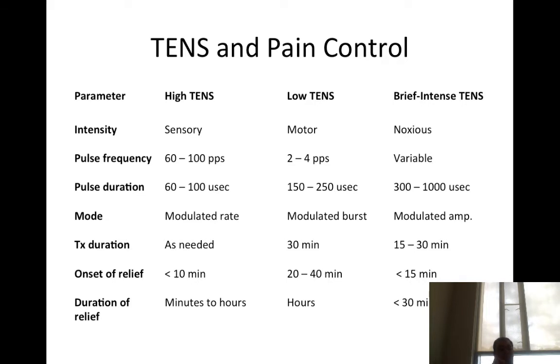Sensory level relief, minutes. It may only last 5 minutes after taking it off the patient. So why use it then, right? In my head, why would I use that if they're only going to have 5 minutes of pain relief? Can I do something else? Maybe. Maybe not. Low TENS could last for hours. Ooh, maybe I want low TENS. The noxious level stim relief usually lasts less than 30 minutes.